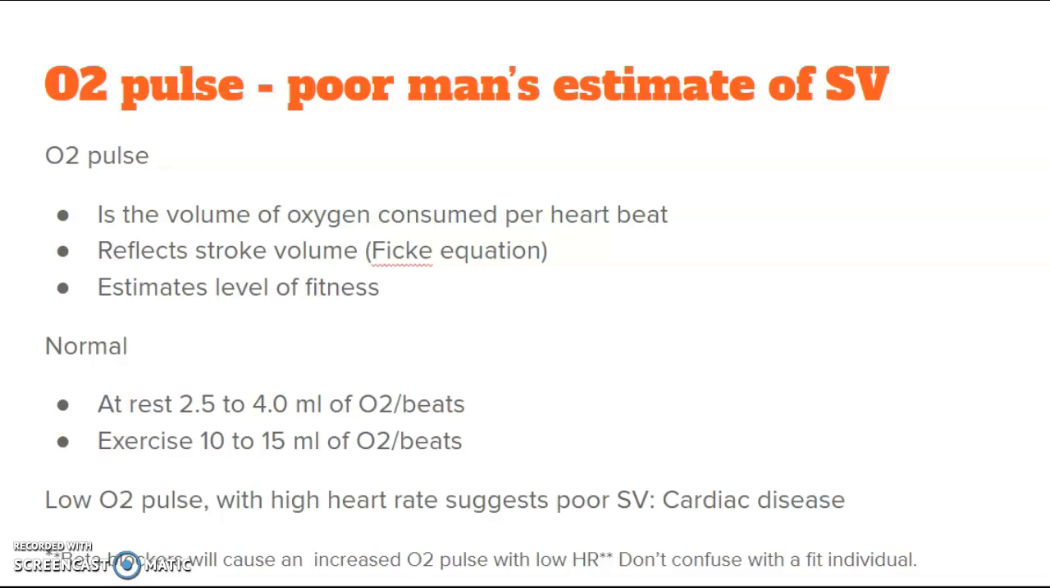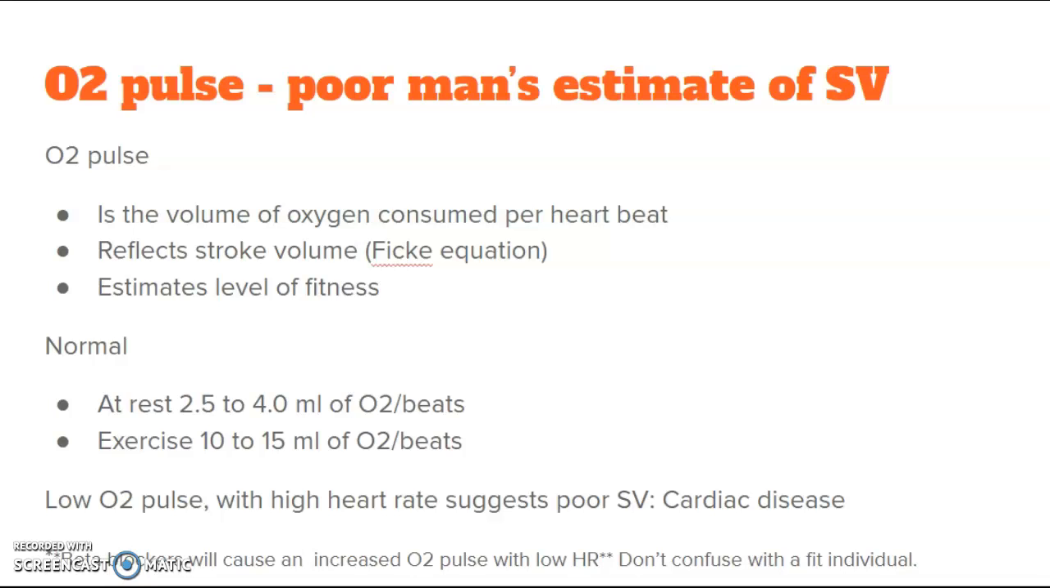But regardless of what intensity it is, whether they're close to their max heart rate or not, if they also have a low O2 pulse, then this also tells us they have a poor stroke volume, which suggests some type of cardiac disease. It's not specific, but they probably have something going on there.